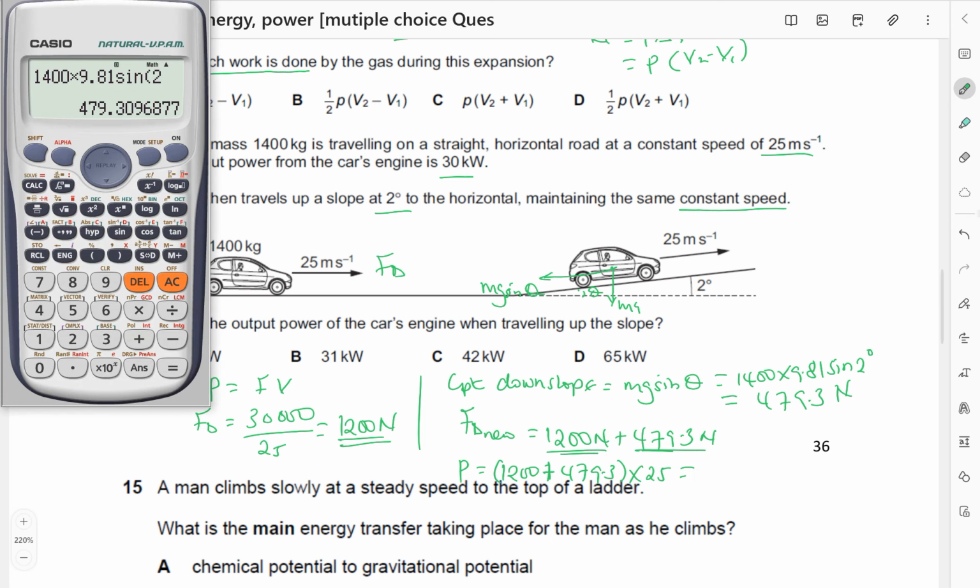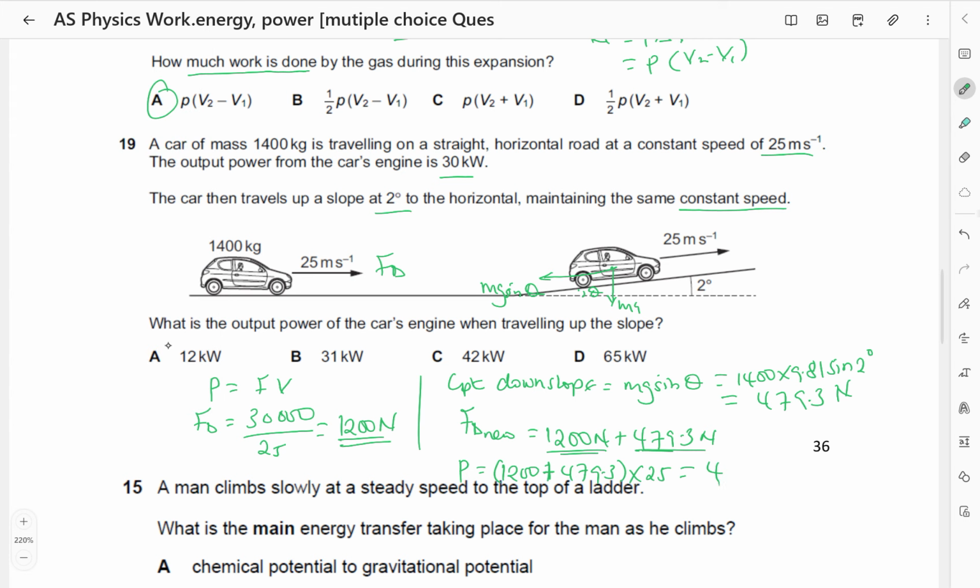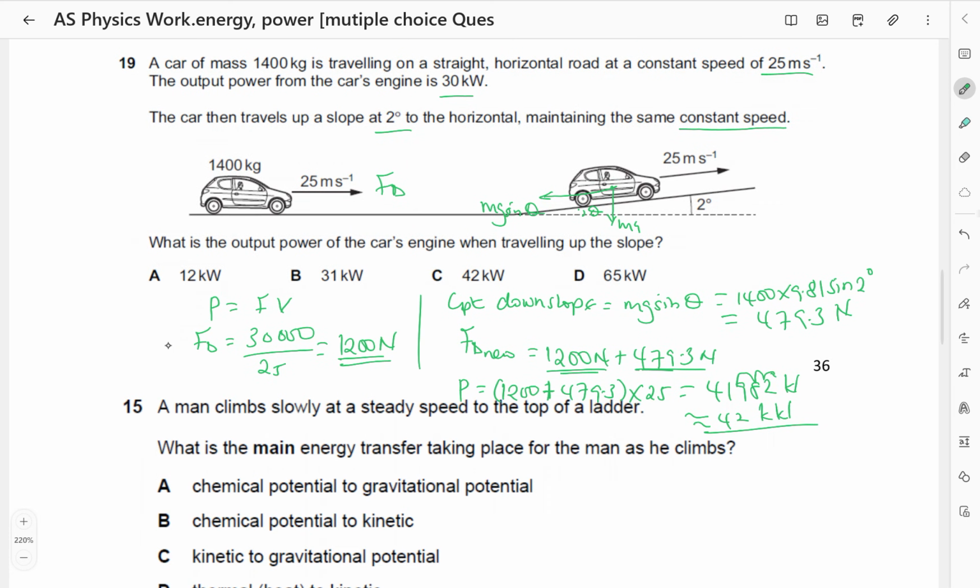So what is the power here? 1,200 plus 479.3 times 25 gives 41,982 watts, which means our answer is going to be approximately 42 kilowatts. So our answer is going to be C.